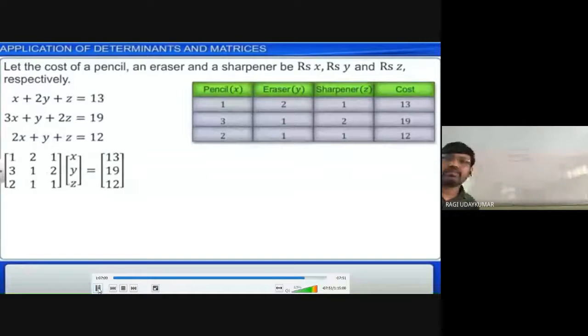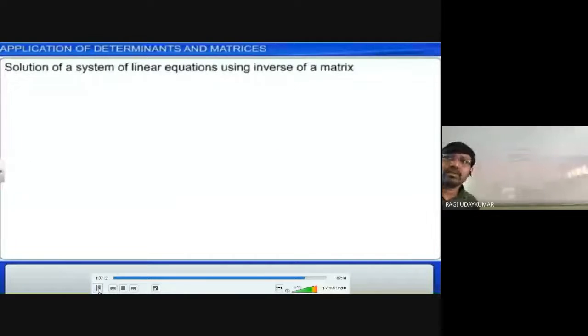Now, the solution of a system of linear equations using the inverse of the matrix method. So using the inverse of the matrix method, how do we solve this system of linear equations?